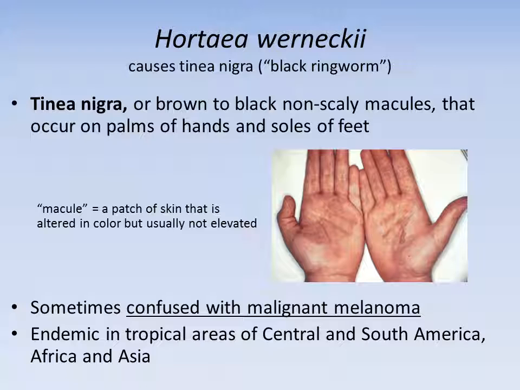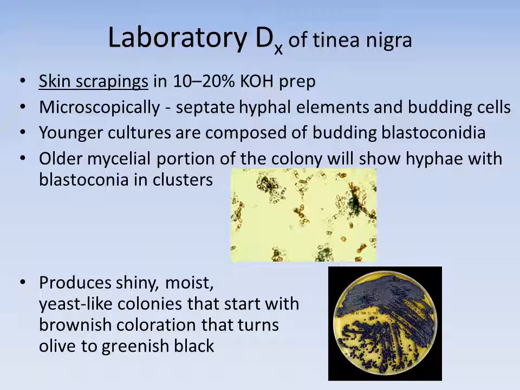The organism that causes it is called Hortaea werneckii, and this is endemic, once again, in tropical areas of Central and South America, Asia, and Africa. By now, I think you're getting this sense that to diagnose tinea nigra, once again, we're going to look at a skin scraping that's been sent down to the lab, collected by the doc.